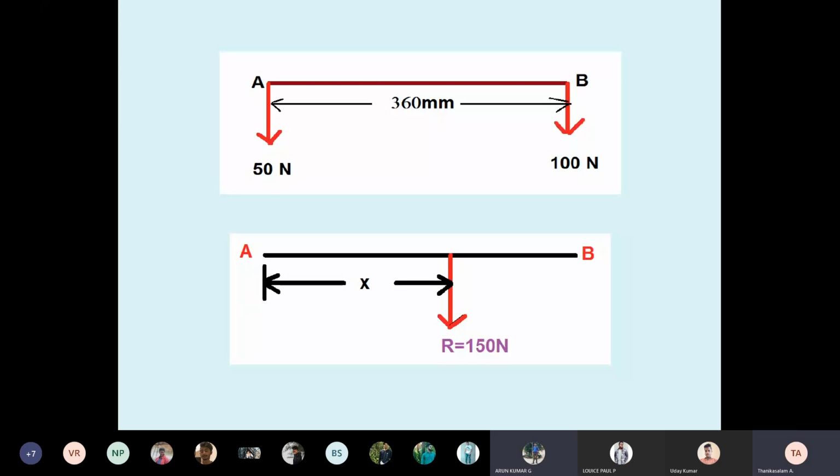What is the moment formula? Tell me. What is the force moment? Force into perpendicular distance. So the 50 Newton is there. With respect to A point, where is the distance? Only force is there. Where is the distance? Distance is 0. Yes, sir. So 50 is not giving moment.